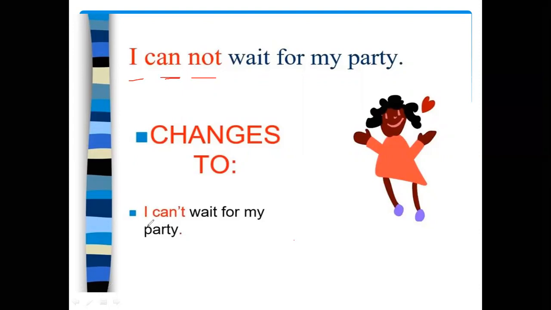Wait for my party. Change it to be: I can't wait for my party. I remove the letter O and replace it with the contraction sign, the apostrophe. I can't wait for my party.